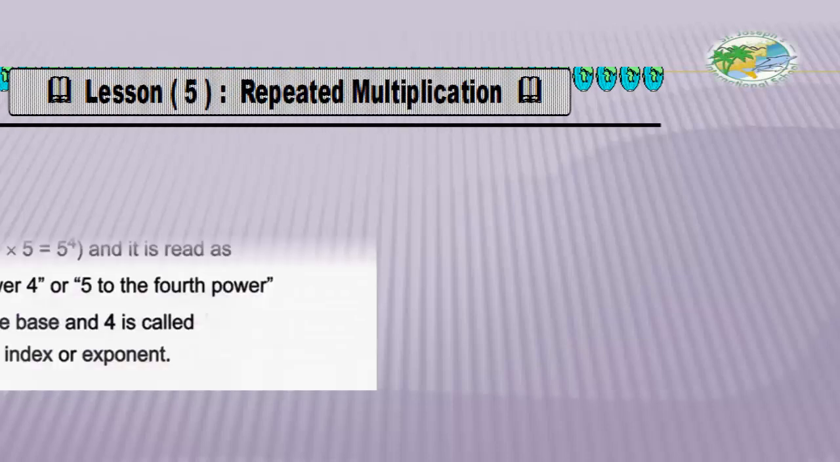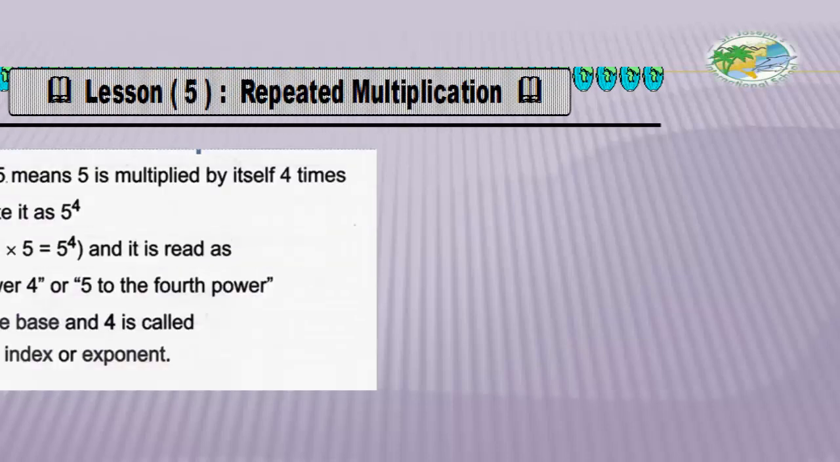Repeated multiplication. What is the meaning of repeated multiplication? If we have 5 times 5 times 5 times 5, it means 5 is multiplied by itself 4 times. We can write it as 5 power 4. 5 times 5 times 5 times 5 equals 5 power 4, and it's read as 5 to the power 4 or 5 to the 4th power. 5 is called the base and 4 is called the power, or index, or exponent.